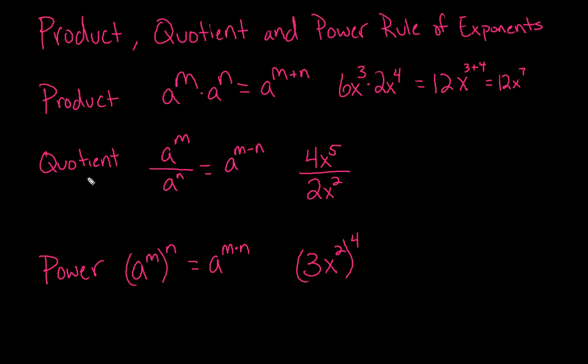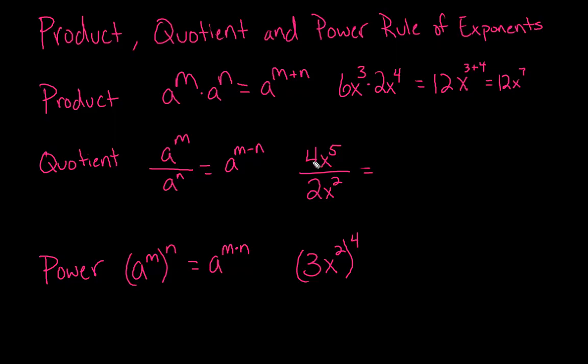The quotient rule says that when we have an exponential expression divided by another exponential expression and they have the same base, we can subtract the exponents. Note that we are taking the numerator exponent and subtracting the denominator exponent. So make special note of that. So here we have an example, 4x to the fifth divided by 2x squared.